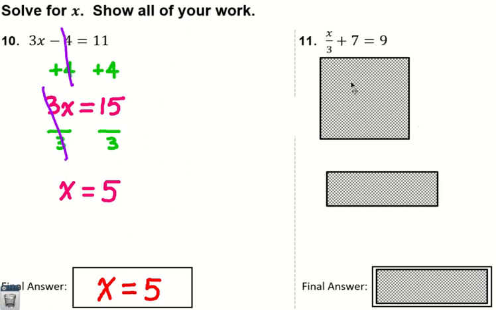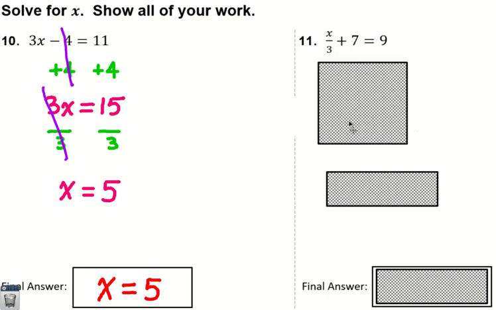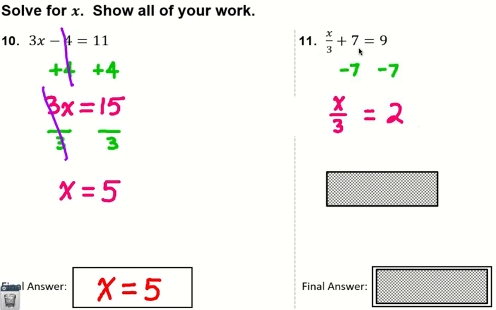Number 11. Same kind of process. I'm not going to repeat all that stuff, but we're going to get rid of this plus 7 first by subtracting 7, so that cancels these out, and you're left with x over 3. 9 minus 7 is 2 on the right side over here.